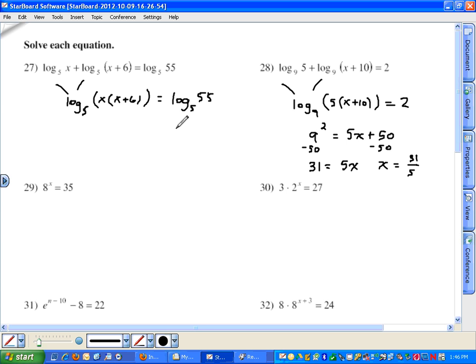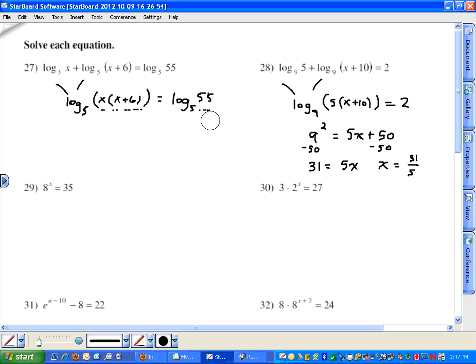But now this is a logarithm on both sides of the equal sign. Now since these have the same base, log base 5, and this is a log base 5 over here, these are the same logarithm, okay, log base 5, log base 5. The equal sign means that these two sides have to be exactly the same thing. Now if these two sides are exactly the same thing, since they have the same logarithm, that means that's what's inside the logarithm. Here we have this inside the logarithm. Over here we have 55 inside of the logarithm.